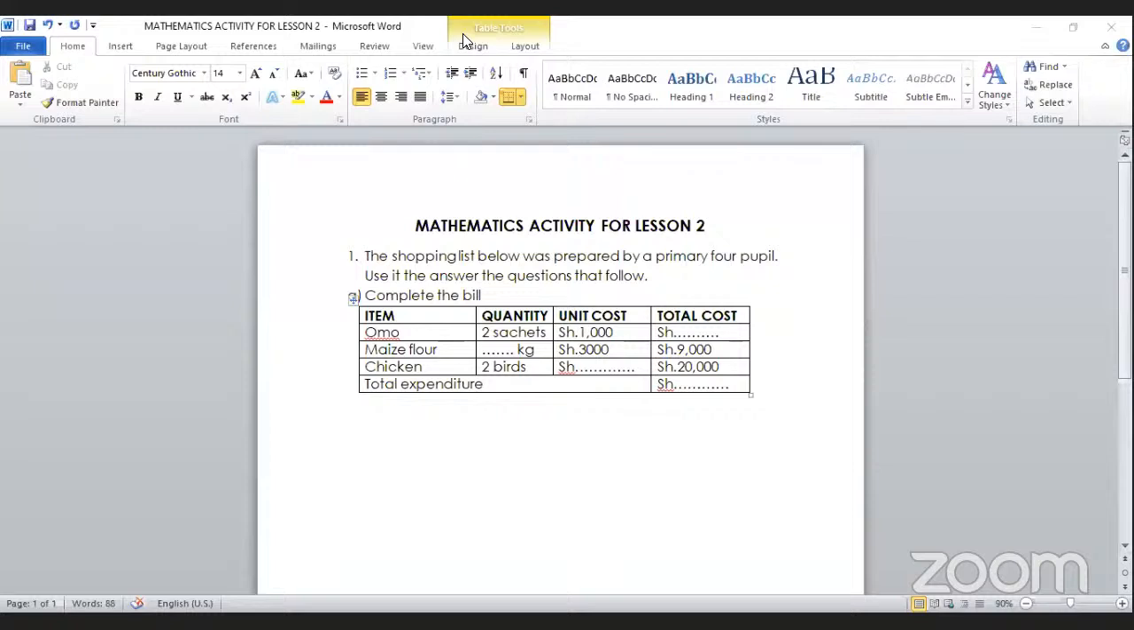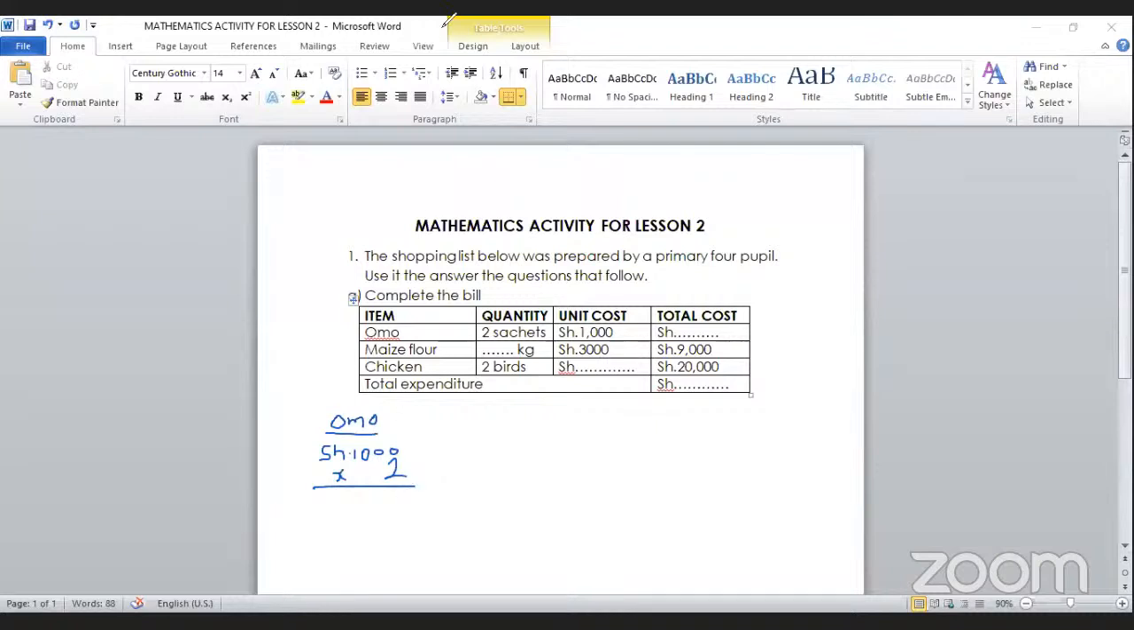We multiply. Now, in this case, you can even just come down here and say the item is Omo. You write the item Omo. You can underline. Then you know that you are going to fill the total cost and you multiply. So under Omo, we have the unit cost is 1,000. So you have here your 1,000, then multiply it by 2, because you need the amount for 2 sachets.